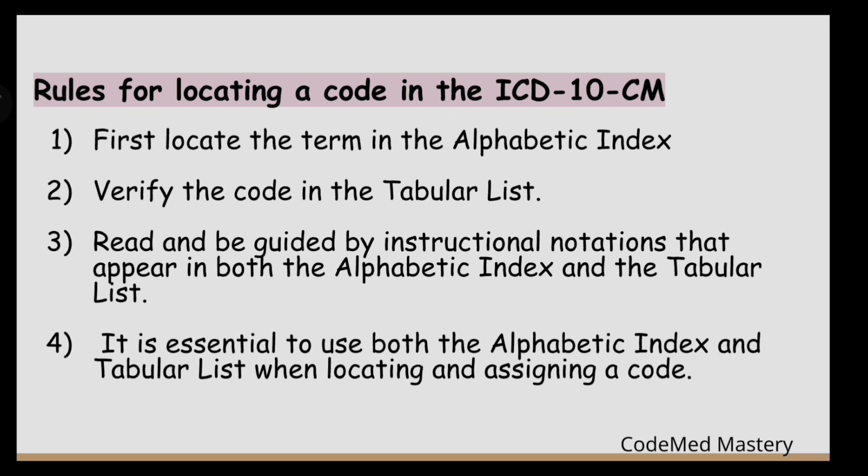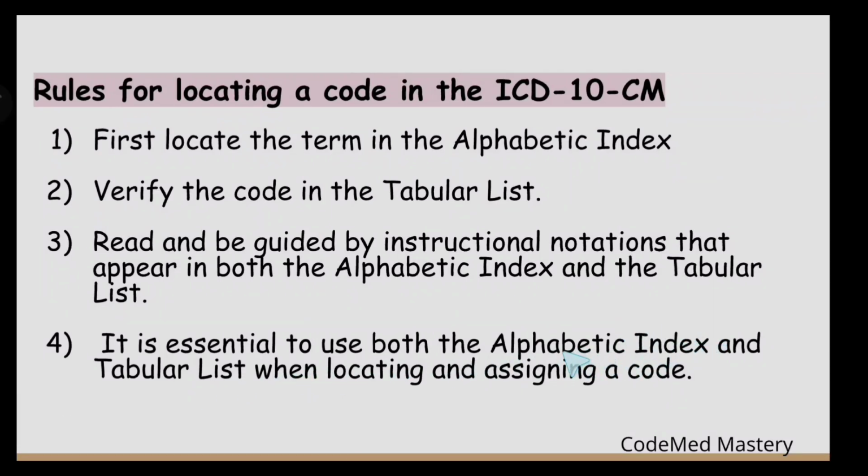The first rule is, first we have to locate the term in the alphabetic index. In your ICD manual, there is an alphabetic index, right? So first we have to locate the term in the alphabetic index and then we have to verify the code in the tabular list. And we also have to check the instructional notations that appear in both the alphabetic index and tabular list. It is essential to use both the alphabetic index and tabular list when locating and assigning a code.